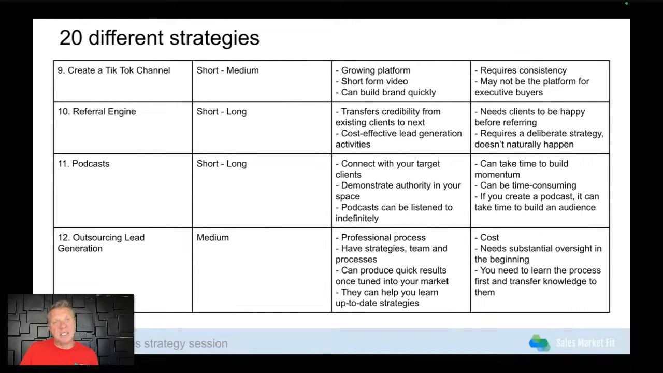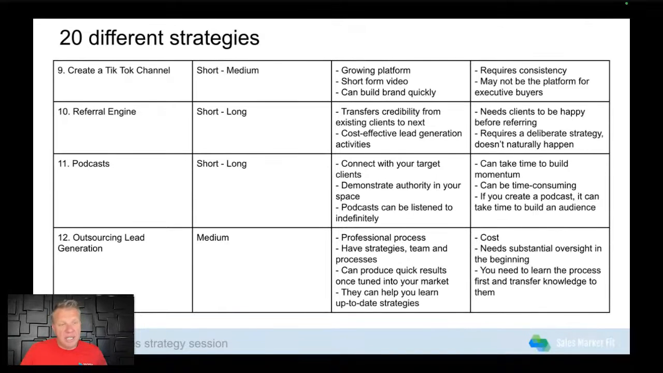Now, it can take time to build momentum. For those of you who know Alex Hormozi, he did a podcast for 4 years before he got any traction, and now he's taken off to be one of the leading authorities on sales online today. It can be time consuming, and if you create your own podcast, which is a longer term strategy, it can take a while to build an audience. So that's why it's a longer term strategy.